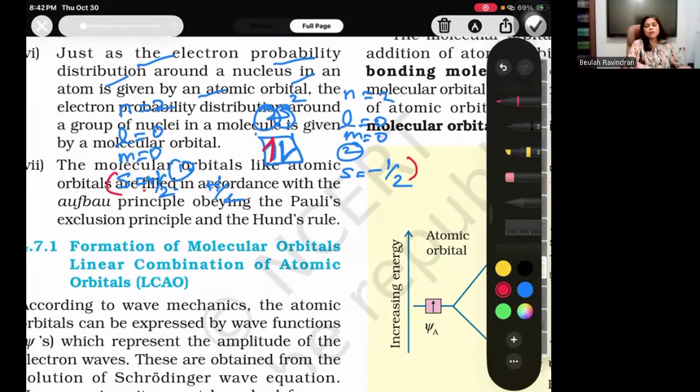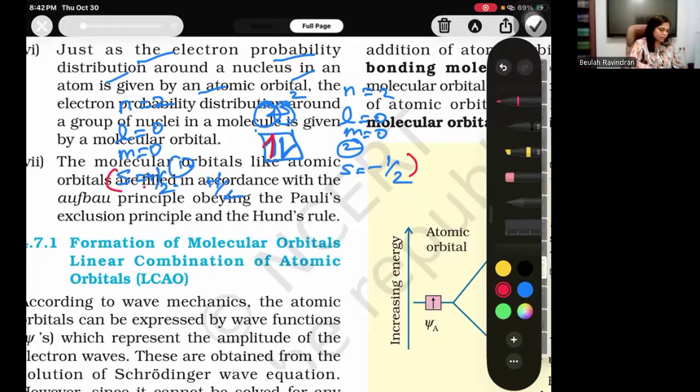What is Hund's rule? If there are degenerate levels, for example Px, Py, and Pz, three degenerate levels are there. In the P level, there is three-fold degeneracy. Suppose there are four electrons, then how do they occupy? They first occupy all the orbitals, and then the fourth one pairs.